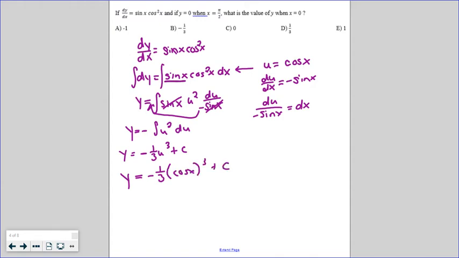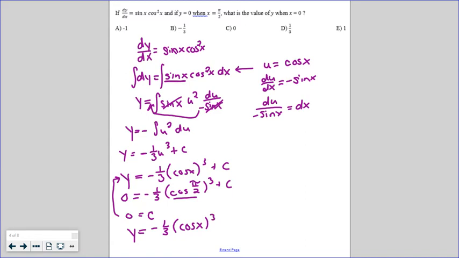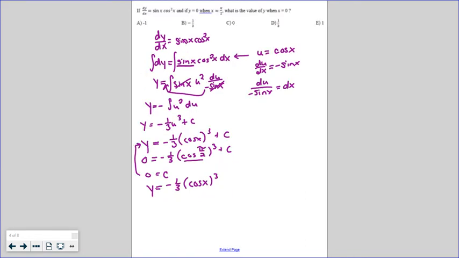And they told us that y equals 0 when x equals pi over 2. But the cosine of pi over 2 is 0, which raised to the third is still 0, times the negative 1/3 is still 0, so we end up with c equals 0. So again, plugging that back in here, we get y equals negative 1/3 cosine of x raised to the third plus 0. And they ask us to then evaluate this for when x equals 0.